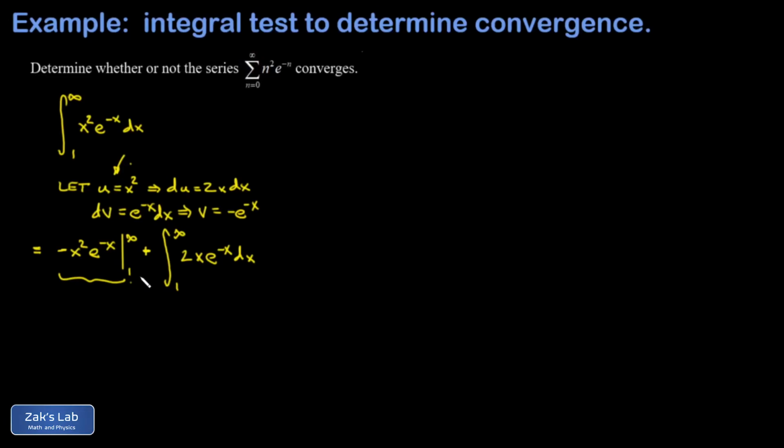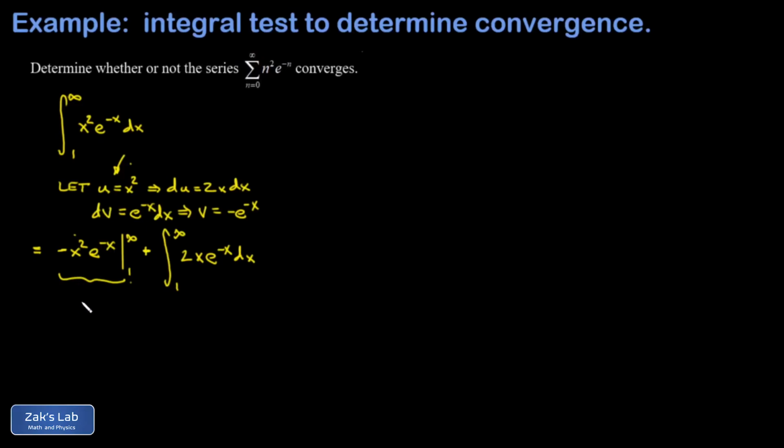And the lower limit is not a big deal there. If I sub in x equals 1, I get a negative 1 out in front and an e to the negative 1, so not a big deal. But subbing in the infinity is a little bit tricky. The issue is that I end up with an indeterminate form. If I sub in infinity for x, I get infinity squared times e to the negative infinity. Well, e to the negative infinity is 1 over e to the infinity, or 0. So this is an infinity times 0 indeterminate form.